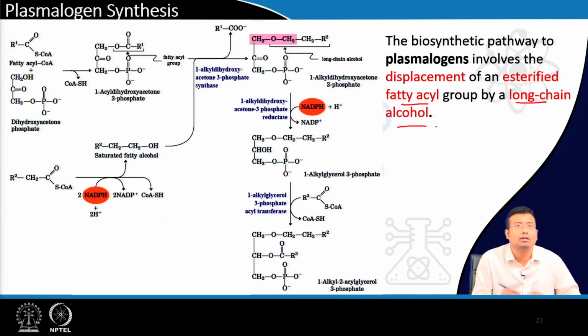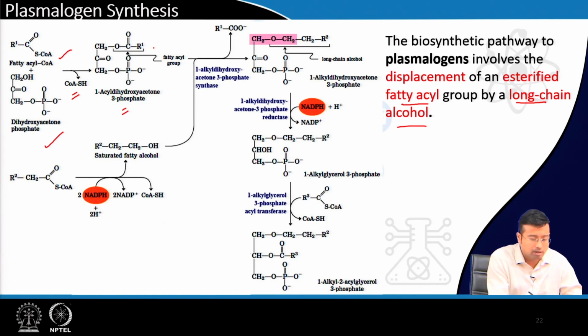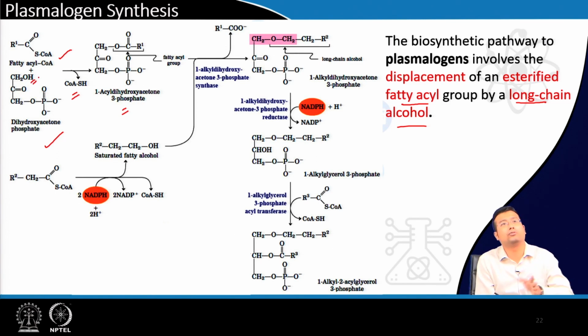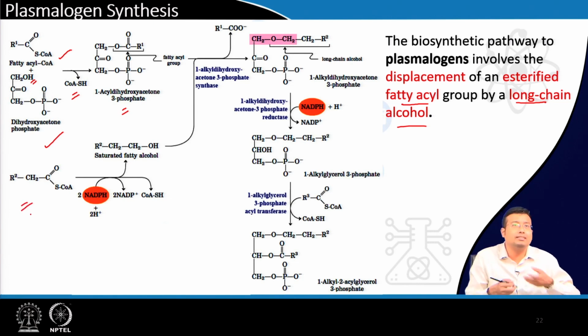So, what happens over here, fatty acyl CoA and dihydroxyacetone phosphate condenses with the loss of a coenzyme A, and the first intermediate that is formed is 1-acyl dihydroxyacetone phosphate. Okay. So, this is a very basic reaction where basically the first hydroxyl of dihydroxyacetone phosphate has been acylated, right. This we all understand. Now, in the second case, the second acyl group, it is treated in a different way.